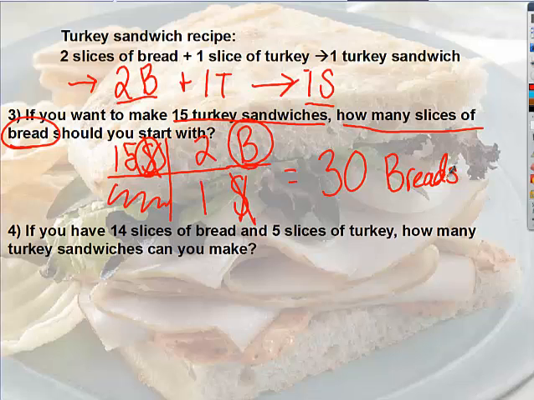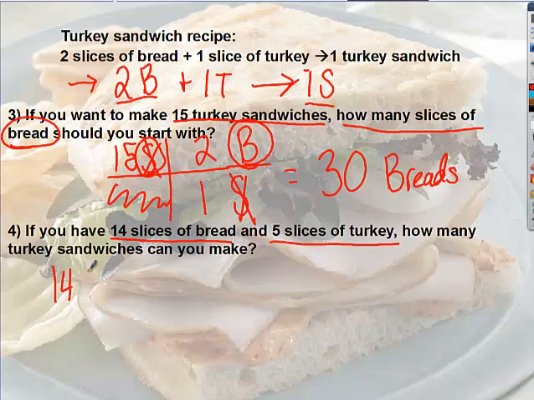Number 4. If you have 14 slices of bread and 5 slices of turkey, how many turkey sandwiches can you make? So this one, there are 2 separate numbers: 14 breads, 5 slices of turkey. We're going to run into these types of problems later on in this unit. You need to set up 2 separate equations and solve 2 separate problems. So let's set up the first one.